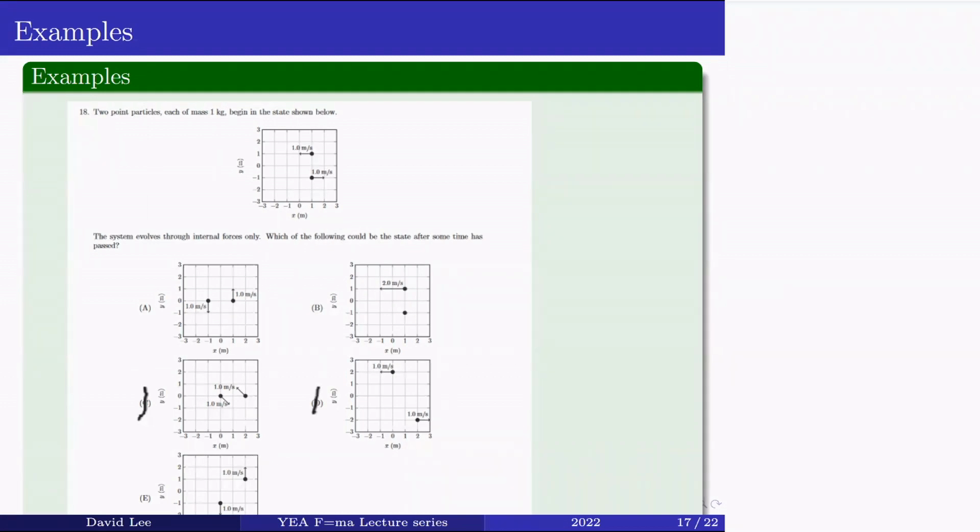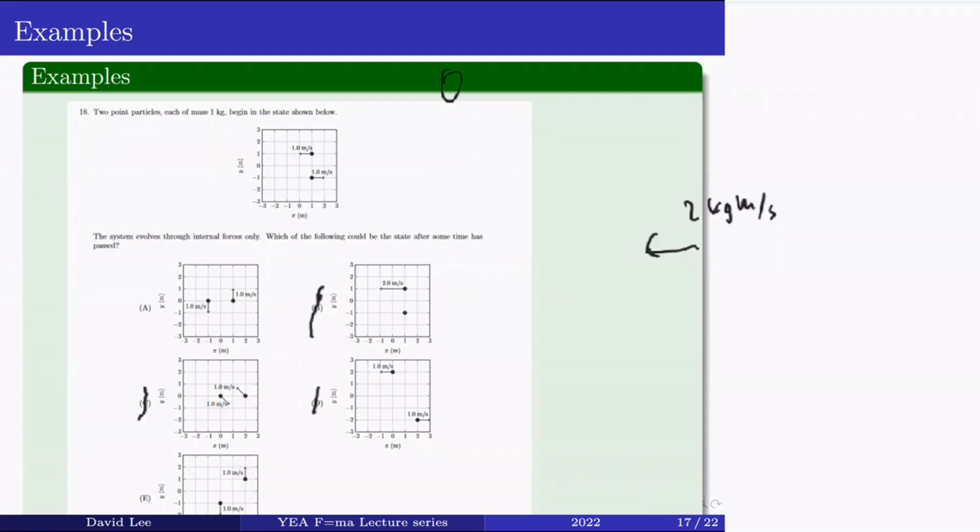So what's going on here? Well, first of all, we know that the system evolves through internal forces only. So this means that momentum has to be conserved. If we look at answer choice B, we can see that momentum is not conserved here because there's a net momentum of 2 kilograms meters per second that way, which is not allowed because initially the total momentum is 0. So the total momentum after some time also has to be 0. Now, what about A and E? What I was just talking about is the center of mass velocity. So the center of mass velocity in this case also has to be 0.